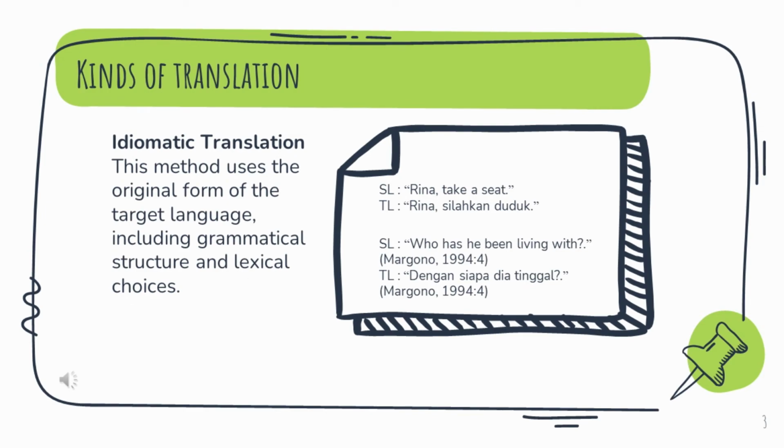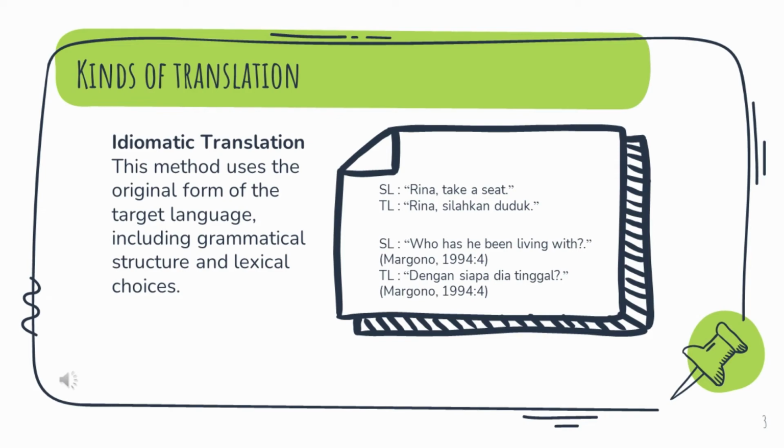And then we have idiomatic translation. This method uses the original form of the target language, including grammatical structure and lexical choices. So it's different from the previous method, free translation, that did not consider the structure or the form. While the idiomatic translation does consider the grammatical structure and lexical choices.